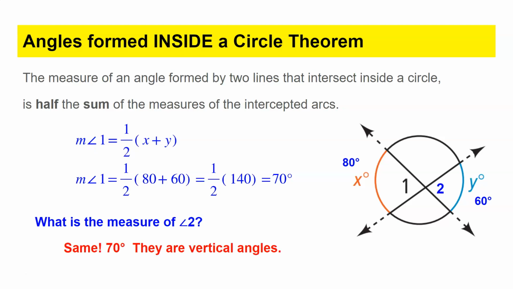Well, the measure of angle 2 is exactly the same. Their vertical angle is the same two arcs that were intersected. You could do all that work again, or you can just say they're vertical angles. They have the same measure. We could also figure out angles 3 and 4 because we know that's a straight line, and those two would have to add to 180.